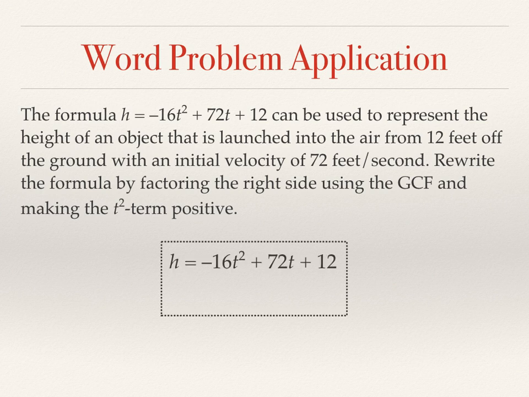So looking at that expression, which is made of 3 terms, they don't all have a t, but they do all have numbers, and the greatest common factor of the 3 coefficients is 4. But I will factor out a negative 4 because that's how we will make the t squared term positive.